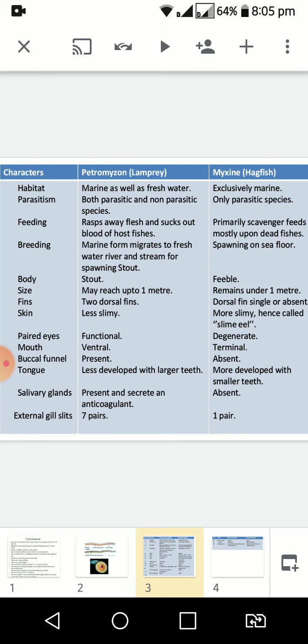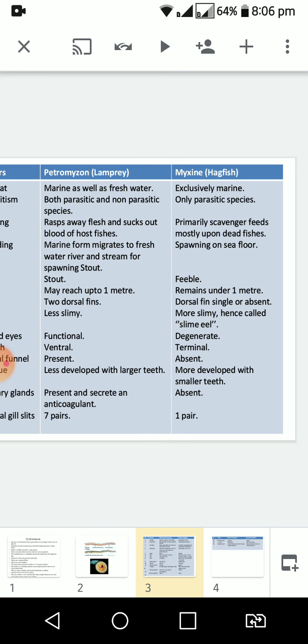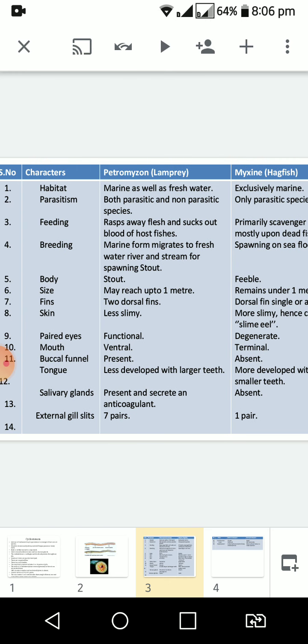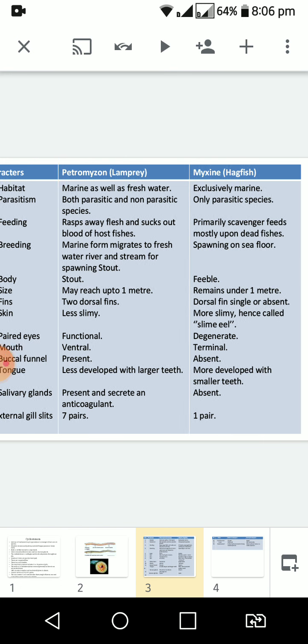And myxin, these are primarily scavengers, feeding mostly on dead fishes. So this is an important thing. And this petromyzon, the marine form migrates to freshwater rivers during the breeding season. So that's why this migration is anadromous migration. So that is the important thing.